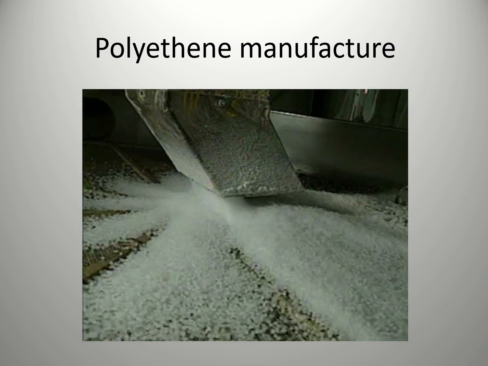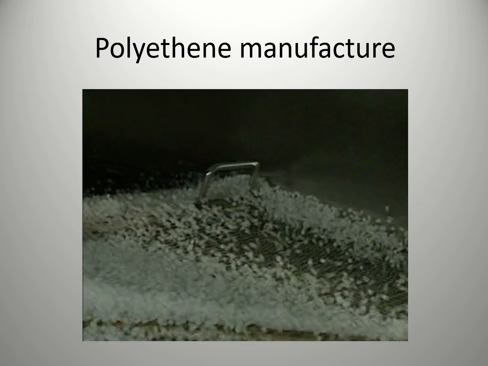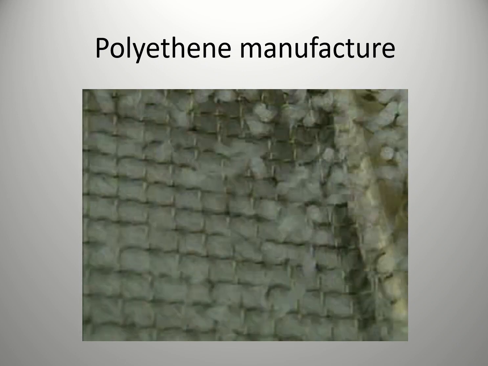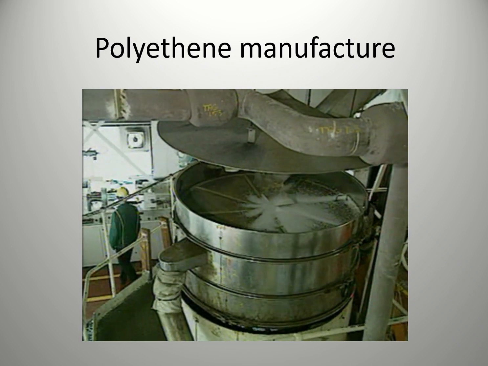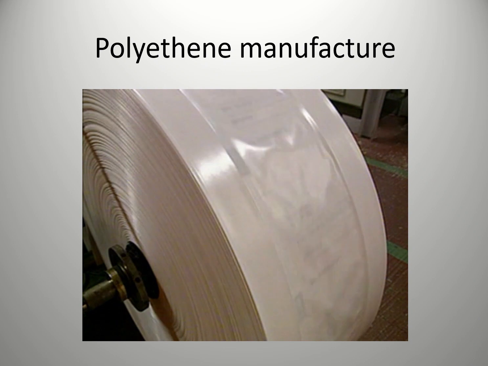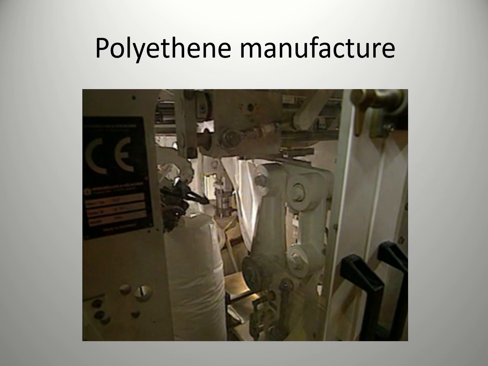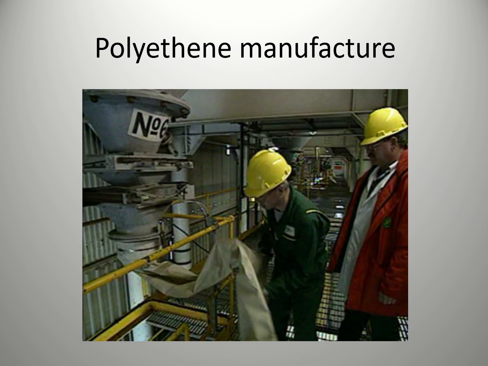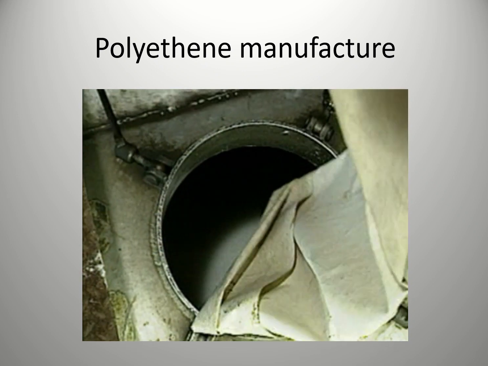They then pass into drying towers where, after being screened for size, water and any remaining ethene is removed using a stream of air. The pellets are stored to be packed in sacks for transport to users, where they'll be remelted and processed into finished products.